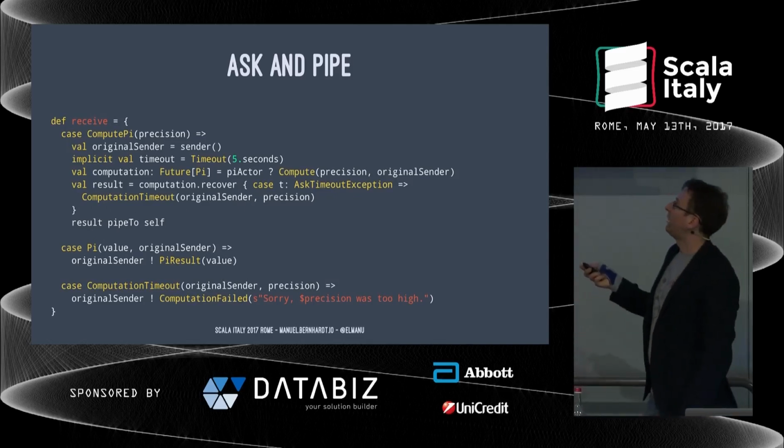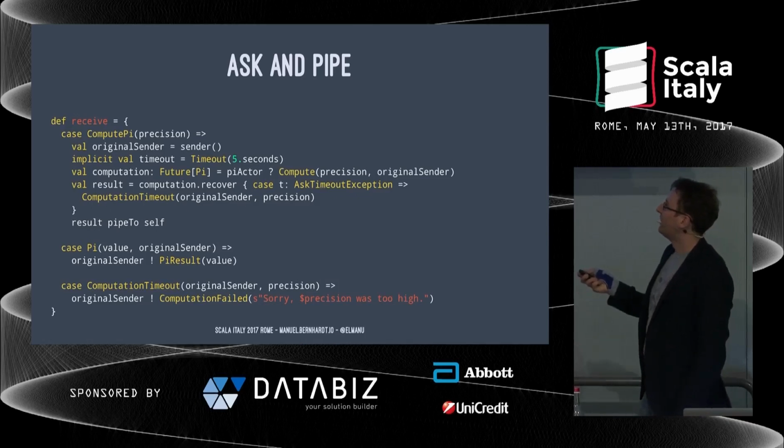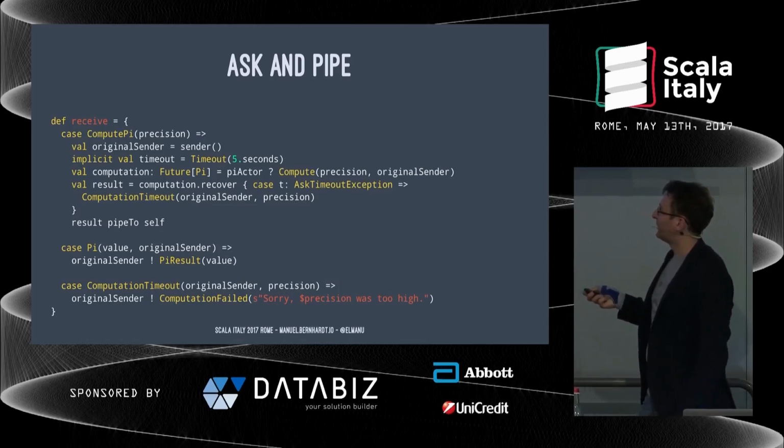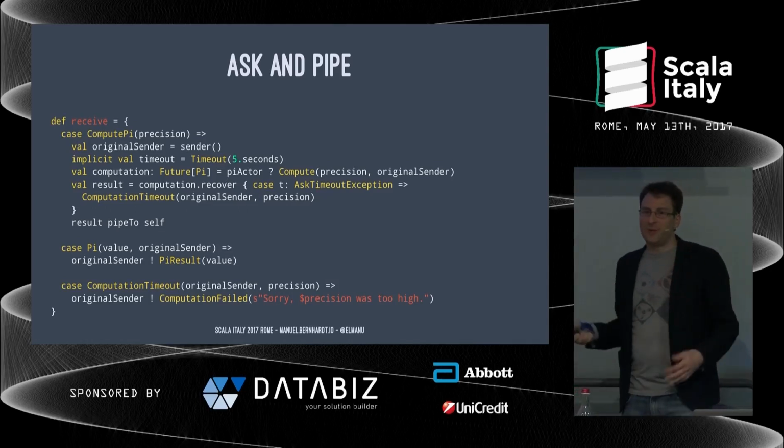And what that means is that I also need to cater for 2 more messages coming in. If everything went well, I get the value of pi that was computed. I can send this back to the original sender. Or I have a computation timeout, the one that I created here. I can also send this back to the original sender with an error message. So of course this is a simplified example, but you get the idea.